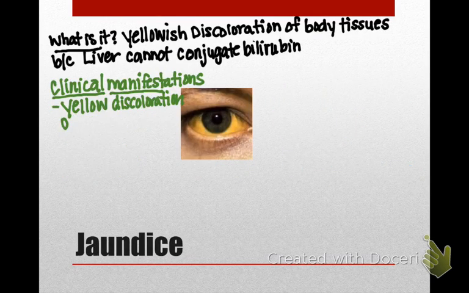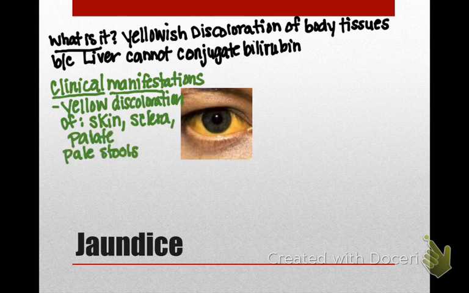So what are we going to see? We're going to see yellow discoloration of your eye, the whites in your eyes, the skin or the sclera, even the palate. So if you have someone with darker pigmentation skin, then sometimes you can look in the palate of their mouth and see yellow, or their eyes.